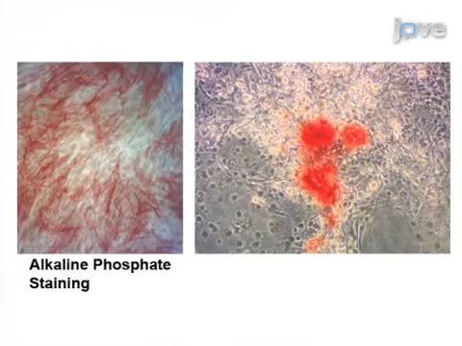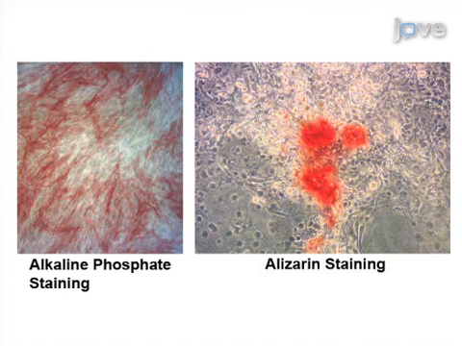Ultimately, alkaline phosphatase and alizarin staining reveal enhanced osteogenic potential of the isolated cells. The implications of this technique extend towards regenerative medicine and the development of new translational therapies because it describes how to isolate a subpopulation of ASCs with enhanced osteogenesis.